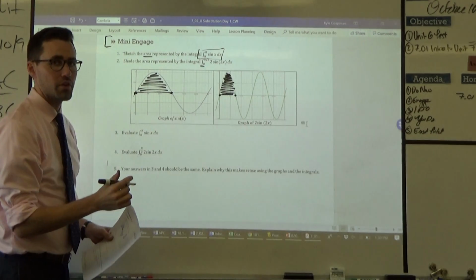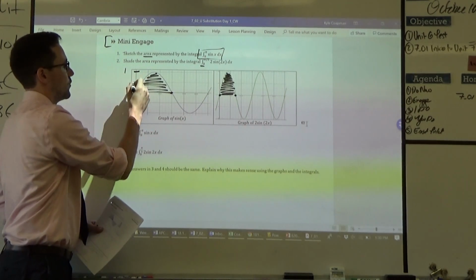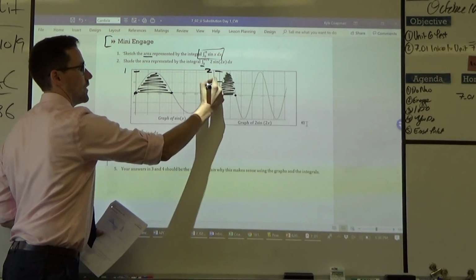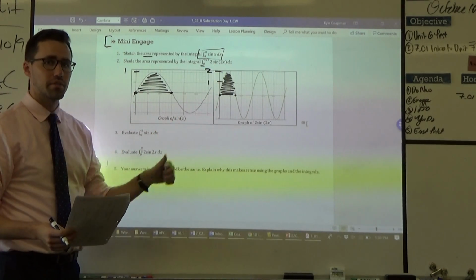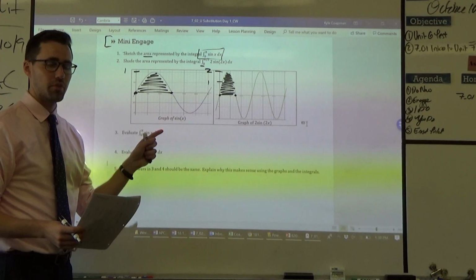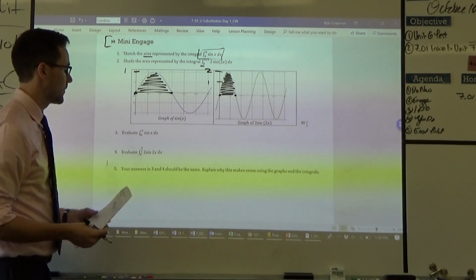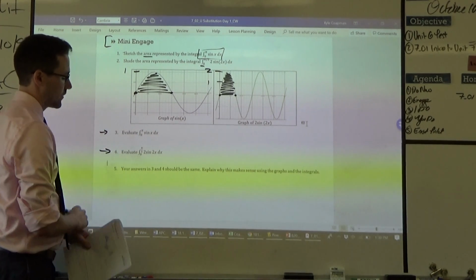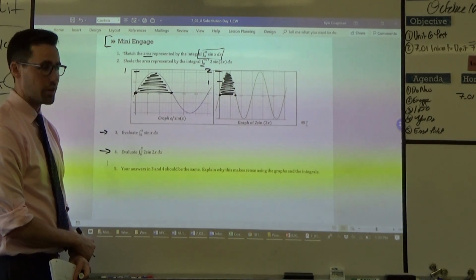A couple other details that are important to notice. This is 1, whereas this is 2, and this is 1. So the graphs are not to scale with each other, but the axes are different. It's going to be important as we move down the page. We're going to solve this integral 3 and then solve this integral 4 using our evaluation theorem.